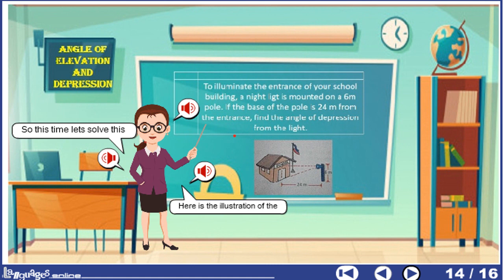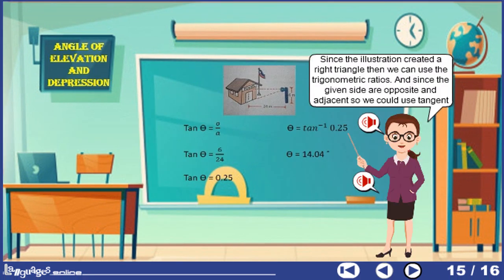So this time, let's solve this one. To illuminate the entrance of your school building, a night light is mounted on a 6-meter pole. If the base of the pole is 24 meters from the entrance, find the angle of depression from the light. Here is the illustration of the problem. Since the illustration created a right triangle, then we can use the trigonometric ratios. And since the given sides are opposite and adjacent, we could use tangent to solve the given problem.